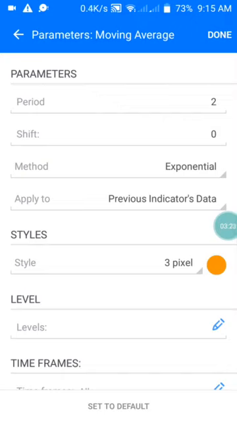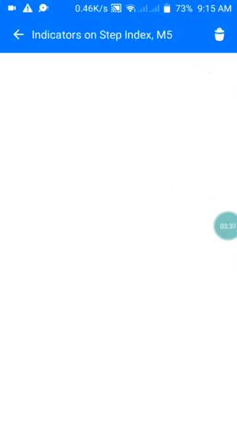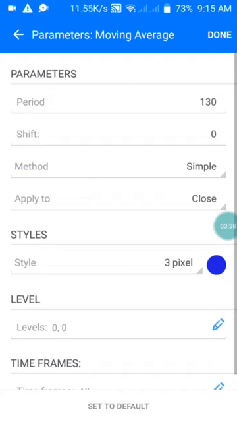Then you move to the moving average. The first moving average has a period of 2, exponential method, and we apply it to the previous indicator's data. Then you have the color white here. You press on done, and we have the last moving average, which is period of 130, shift of 0, method simple, apply to close, and the style color blue. So you press on done.